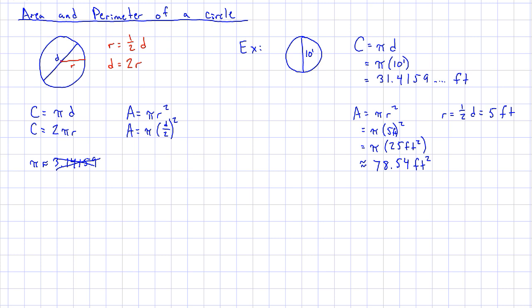Sometimes problems can get involved. Sometimes they'll ask you for half of a circle or a quarter of a circle, etc. If you have half of a circle, then that's going to be exactly half the circumference, exactly half the area. If you have a quarter, the same, you divide by 4, either the circumference or area. So problems can get a little bit more tricky than that, but that is the basics of how to find the area and the circumference of a circle.